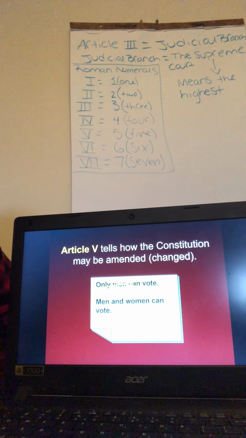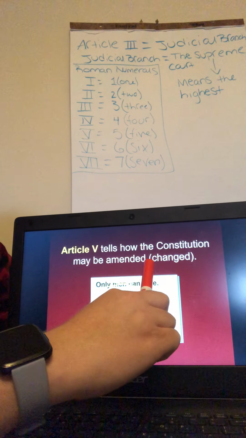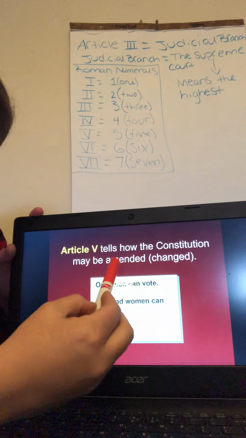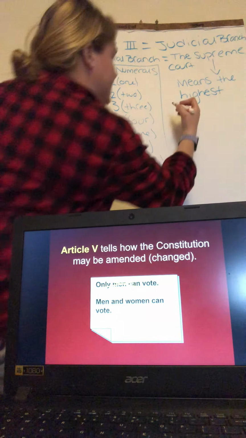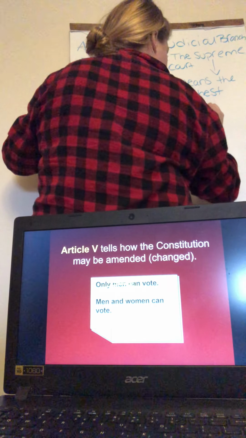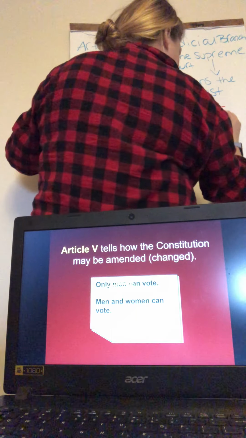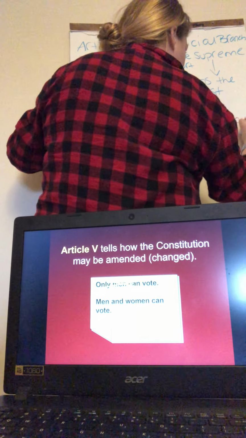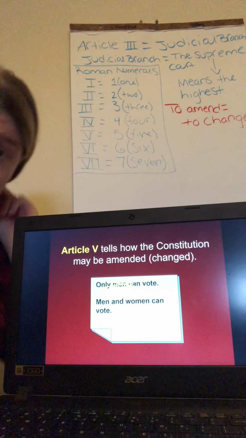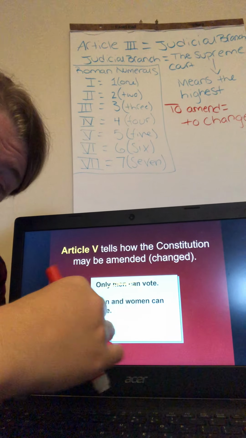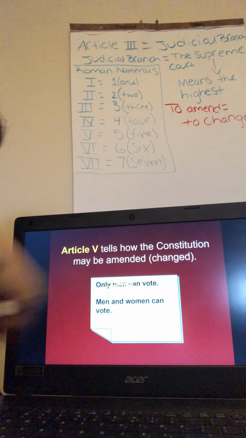Article 5 is pretty cool. It tells how the Constitution may be amended or changed. So the word amended means changed. So to amend equals to change. All right? So if they want to make an amendment or a change, they got to go through a lot of work, and that's what Article 5 is about. It's how they can do that.